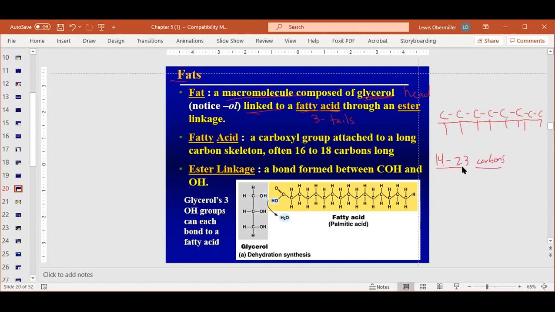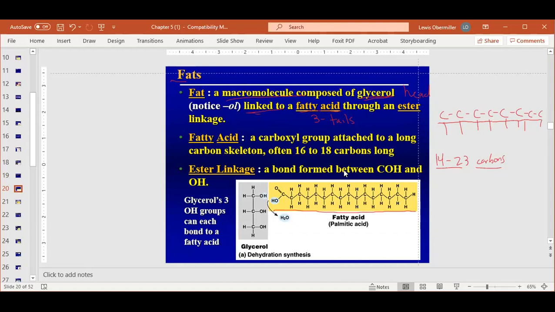And the length of these makes it different. So if you ever looked at canola oil and sunflower oil and coconut oil and these different kinds of, you know, rapeseed oil and stuff like that, olive oil, they all are made up of different length fatty acid chains. And that's what makes those oils different.